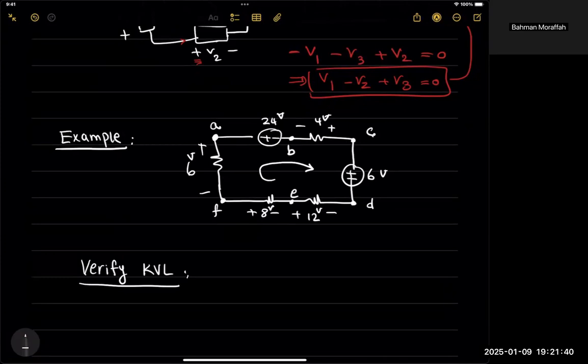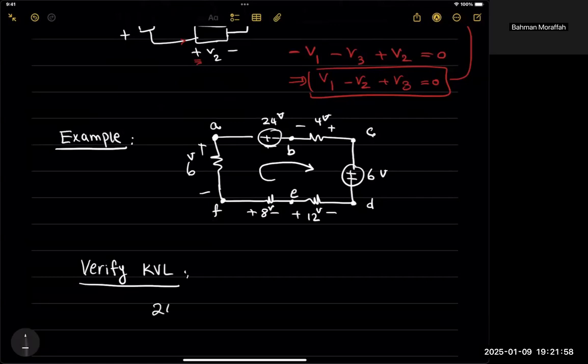Let's just see if the KVL actually verifies, if it's true. If I add up all the voltages, it adds up to 0. Let's just stick to the convention. If we hit positive, the value is positive. If we hit negative, the value is negative. So let's start from here, this voltage source here.